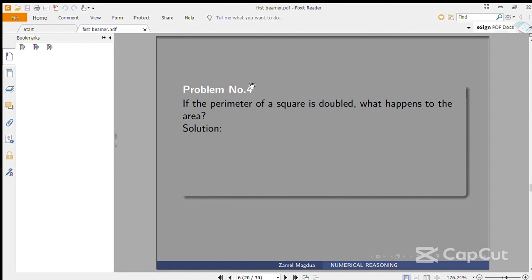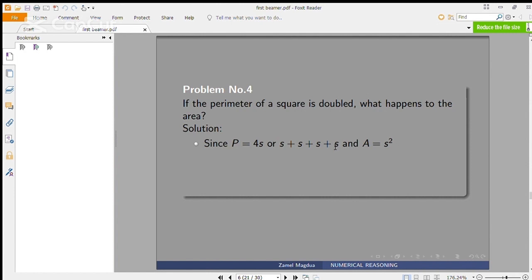For problem number 4, the problem is, if the perimeter of a square is doubled, what happens to the area? Now, the formula of perimeter of a square is 4 times s, where s plus s, plus s, plus s, wherein s stands for the measurement of the side, and then the formula of the area of a square is s squared. Now, if the perimeter is doubled, each side will be doubled, or will be multiplied by 2. Thus, s will become 2 times s.